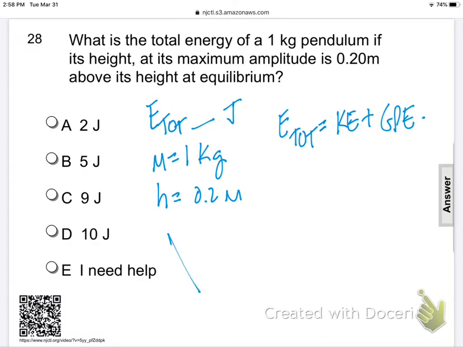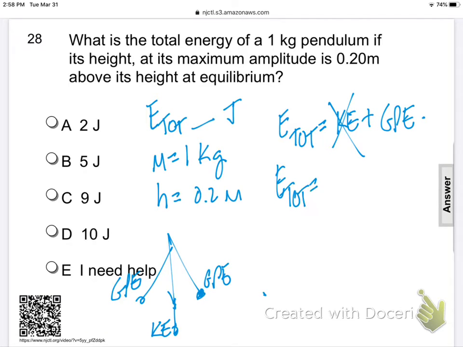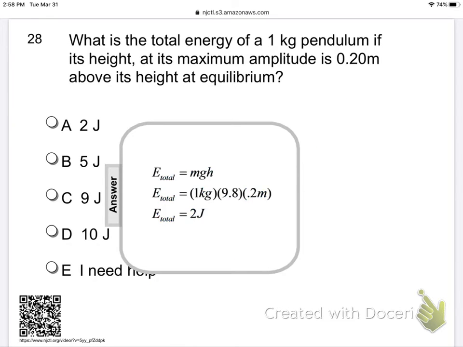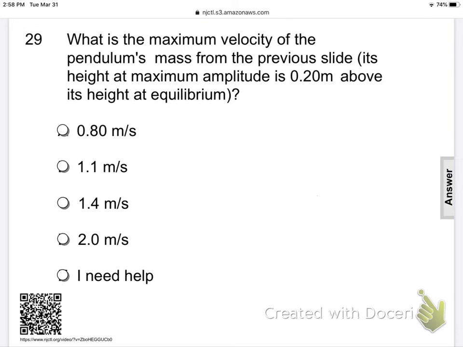And we know when that pendulum swings back and forth, when it's all the way at its maximum point here, it's all GPE. It stops moving before reversing its direction, so it's all GPE here. And when it has no more height, but it's going at its maximum velocity, it would be KE here. Since we're at the maximum amplitude, it has no KE. So the total energy is equal to mgh. We can plug in our numbers, and we're left with total energy of 2 joules. So E tot from the last slide is 2 joules.